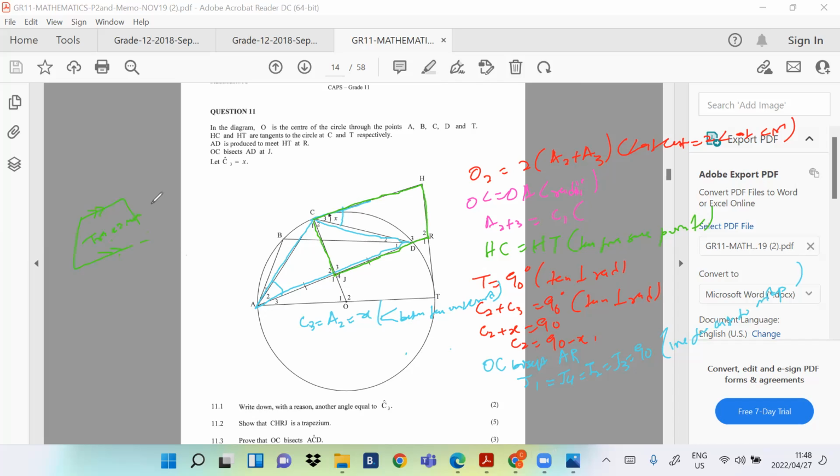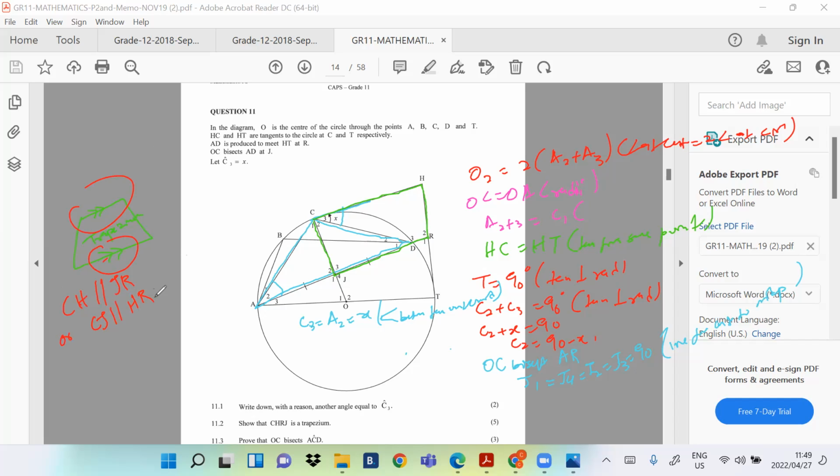So for us to prove that this is a trapezium, we need to prove that two sides of that shape are parallel. So either we're going to prove that CH is parallel to JR, or that CJ is parallel to HR. Remember, it's just one pair.